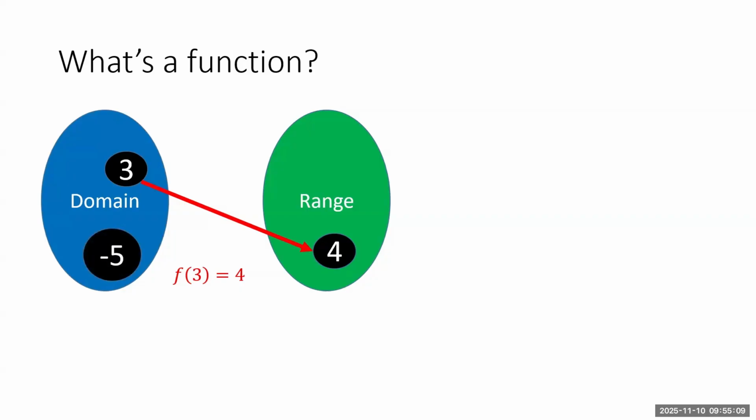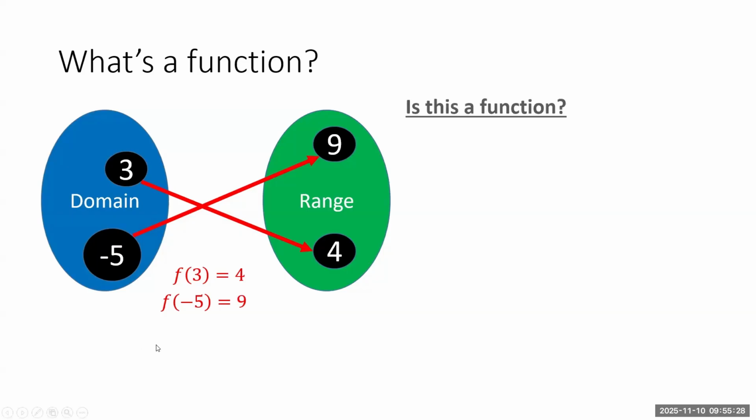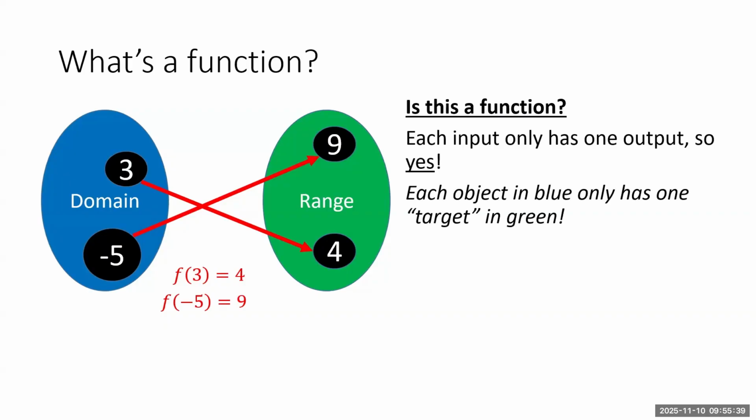Similarly, if I put -5 in the domain space and 9 in the range space, and I use that same red arrow mapping, taking us from -5 in the domain space to 9 in the range space, we have the information that F of -5 equals 9. Is this mapping a function? Well, each input has only one output, so yes. Each object in blue has only one target in green. When I say in blue, I mean the domain. And when I say in green, I mean the range.